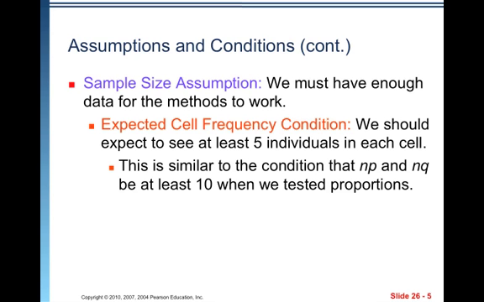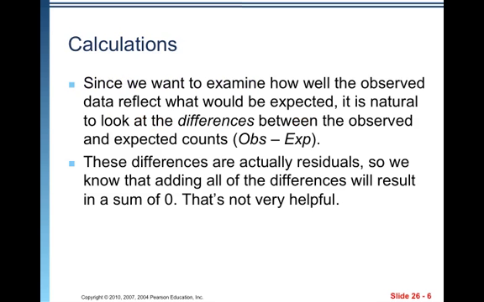There's a sample size assumption that we must have enough data for the methods to work, and the way we check that is with the expected cell frequency condition. Now, this isn't what you observe, it's what we're actually going to calculate. We should expect to see at least 5 individuals in each cell. This is similar to the condition that np and nq be at least 10 when we tested proportions, but this time the magic number is 5, and that again is for our expected cells.